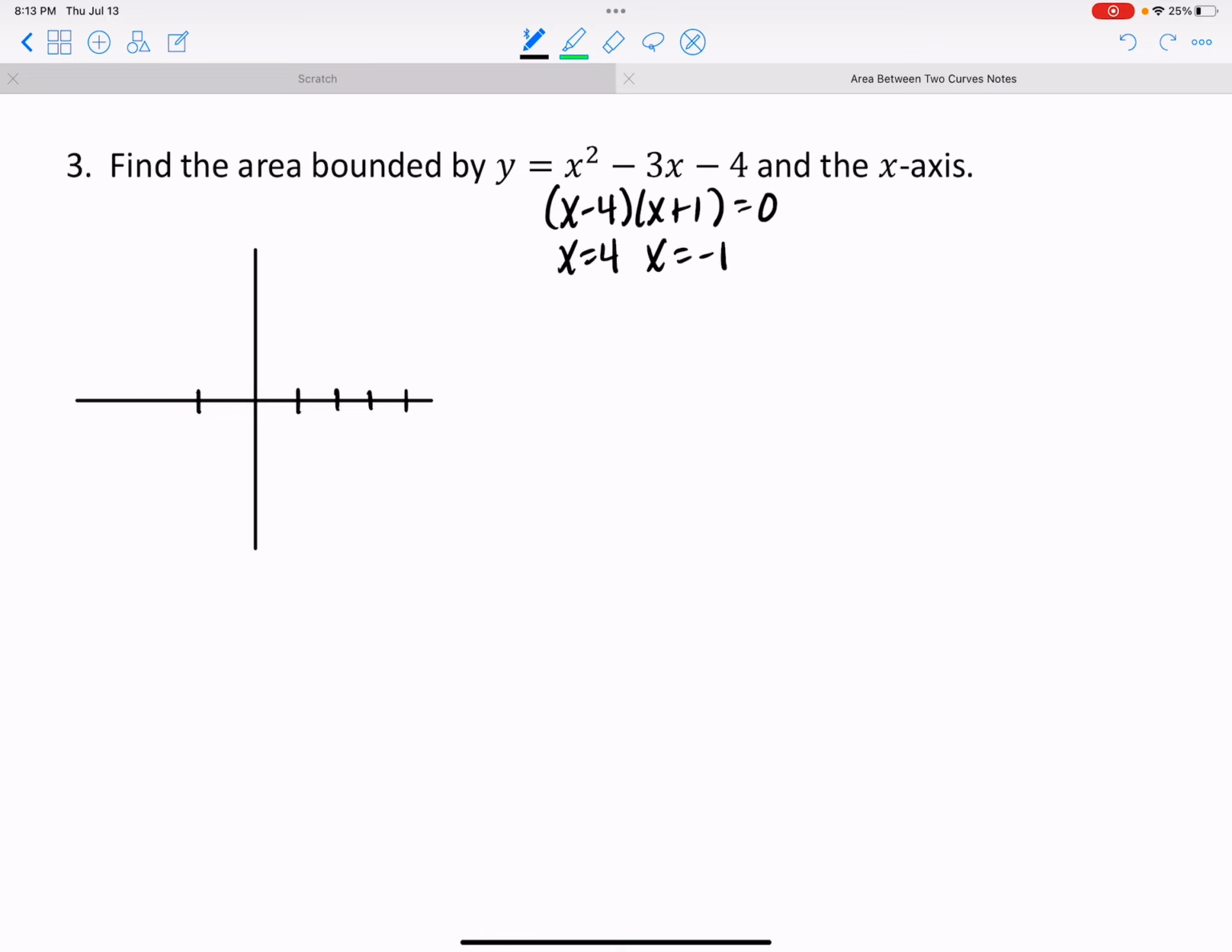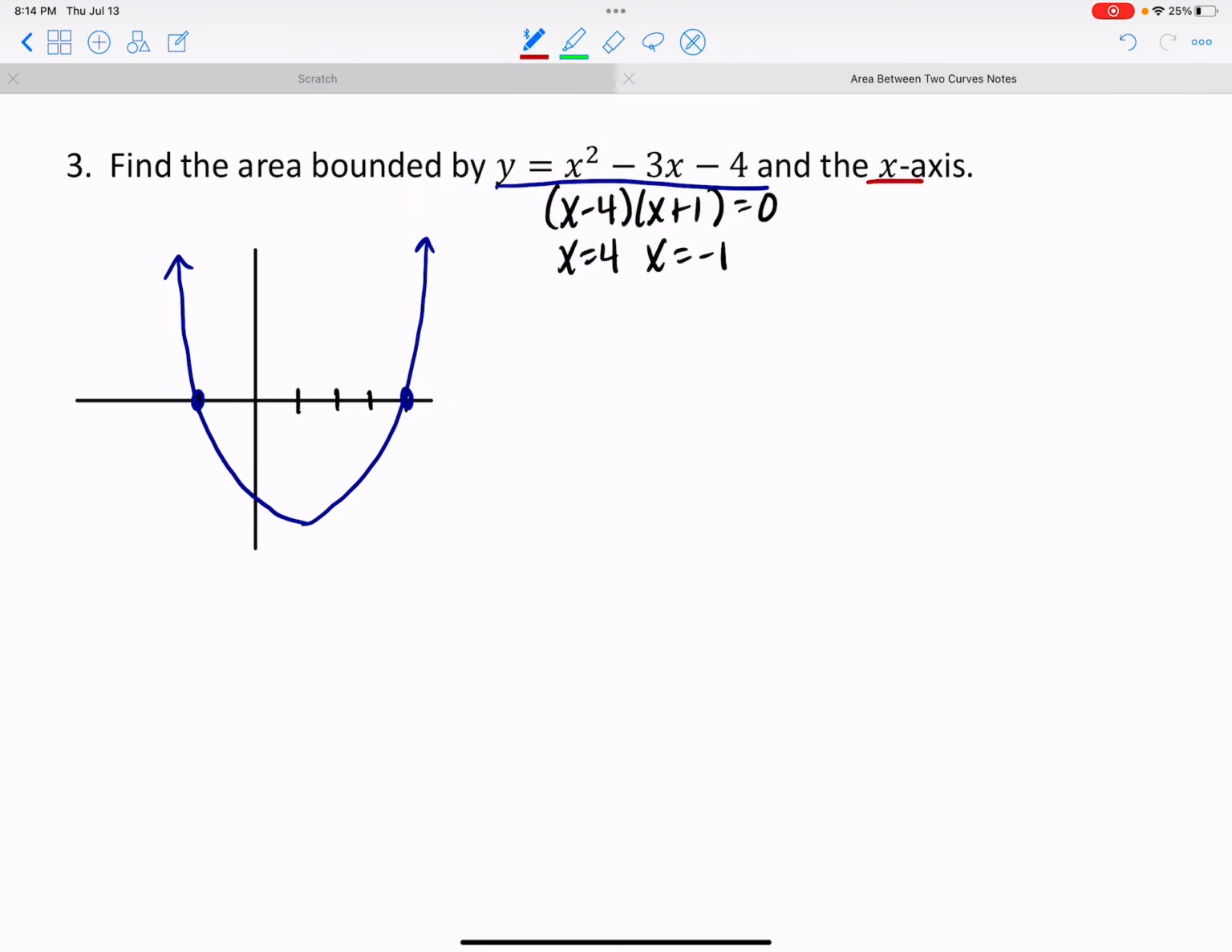So I'm going to graph this first one here, crossing the x-axis at negative 1, positive 4, and then somewhere down here it's going to have a turning point. I'm not really concerned with where that is just yet. If I need to find it, I will, but we're looking for the area that's bounded by that parabola and the x-axis. So the x-axis, which I'll do this one in red.